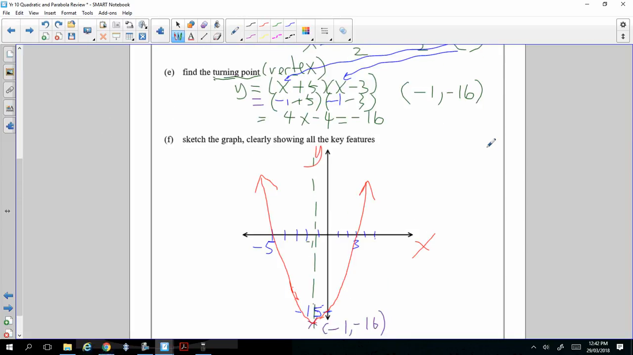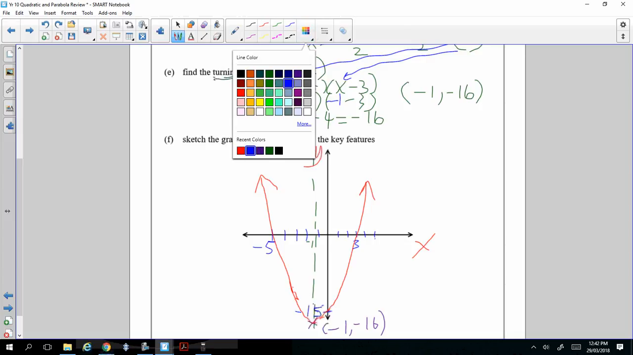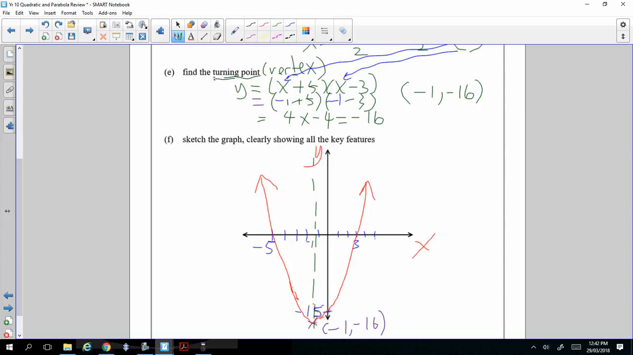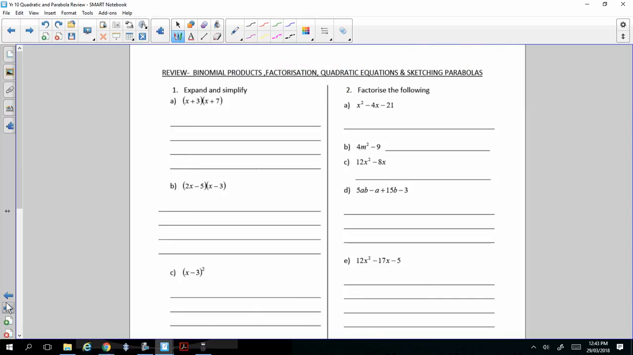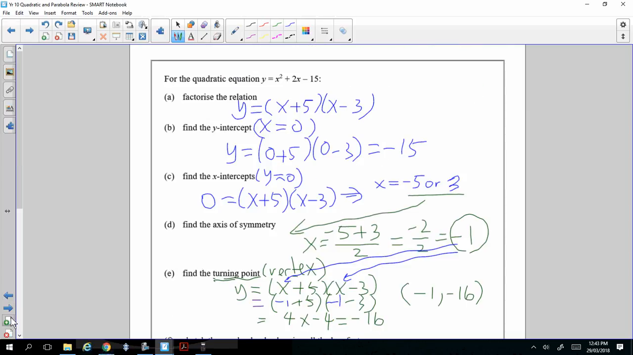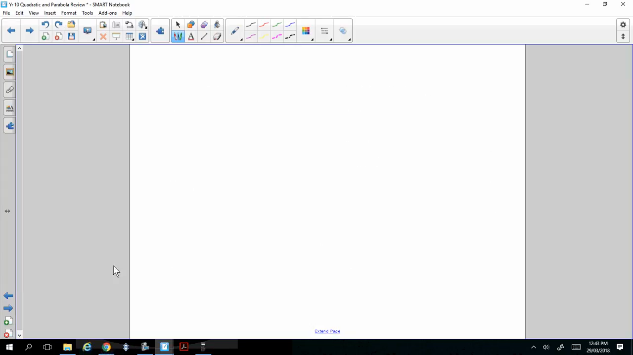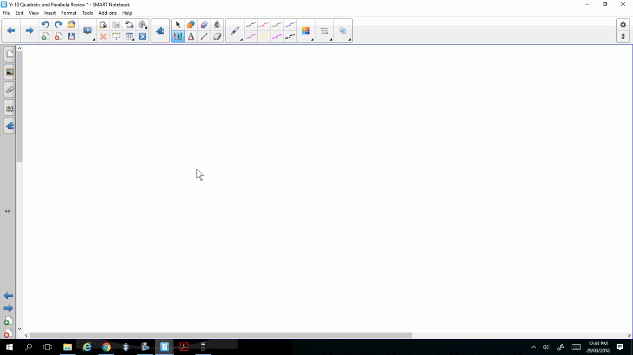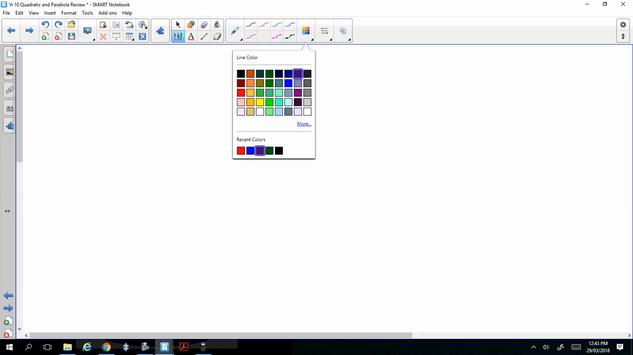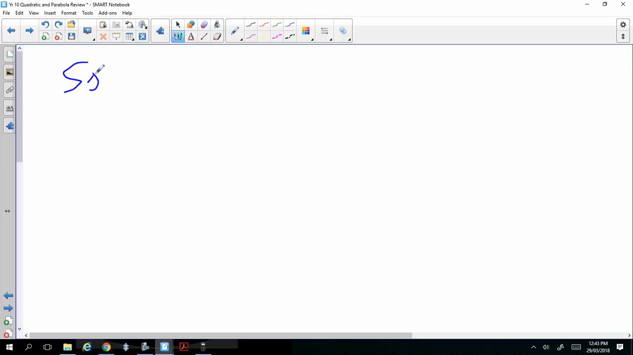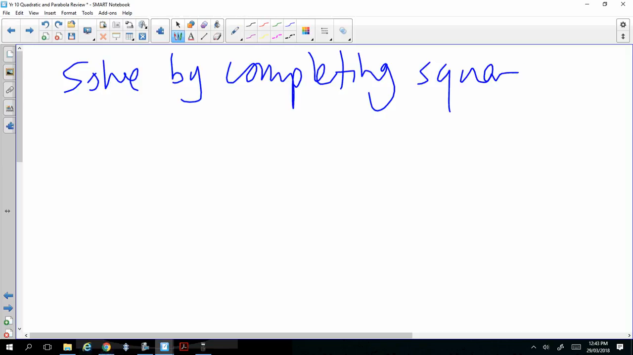I just need to do one more question just to make sure you know everything. I'm going to add a page. Okay, good. On the blank page at the back, let's write down one more question. Solve by completing the square: 3x squared minus 6x minus 6. Would that work?